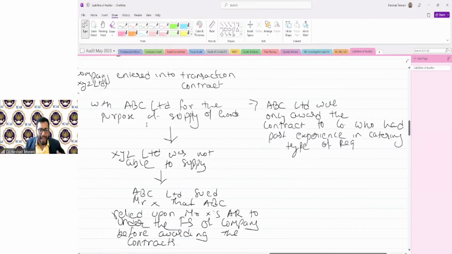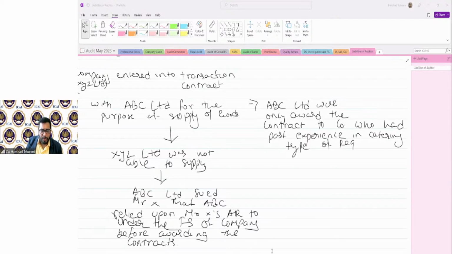And second thing is, Mr. X was not aware that there will be any such transaction with the ABC Limited. Okay. So in that case, can Mr. X be held liable? Answer is no. That was the lacking. That's the concept over here, that Mr. X was not liable. Reason because there was no reasonable foresight that his financial statement will be used by ABC Limited for purpose of transaction, and ABC Limited has relied upon. Okay.